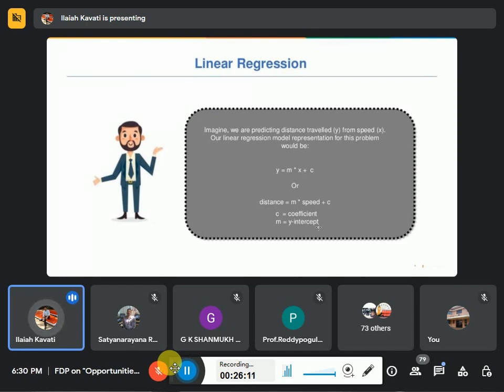As my speed increases, I can travel more distance in a constant time. Let us assume 1 hour. Let us assume during our morning walk, the schedule may be 6 to 7. 1 hour is my walking time, right? So if I walk with more speed, I can travel more distance in 1 hour, correct?